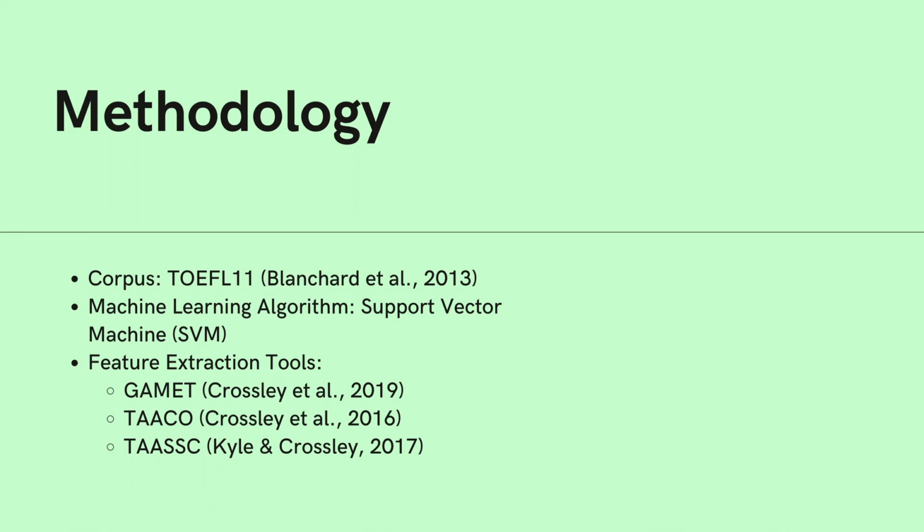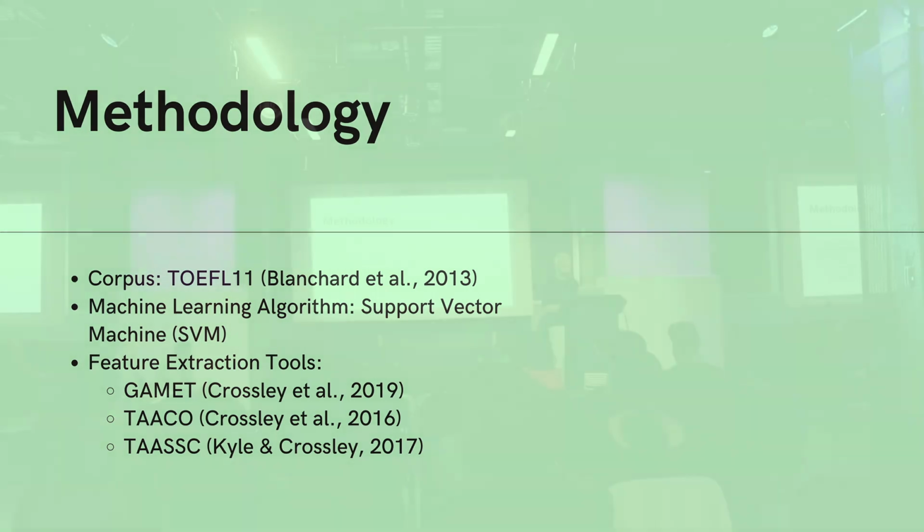I'm using support vector machine here because Quinlan et al. published a study comparing machine learning algorithms on TOEFL essays, and they found out that support vector machines are the best performing algorithms when it comes to automated scoring systems. And then I'm using these tools developed by the likes of Crossley and McNamara, very research-based, published in journals, to extract syntactic features, cohesion features, and lexical diversity features.